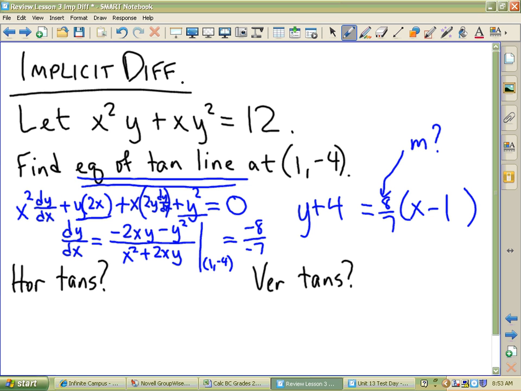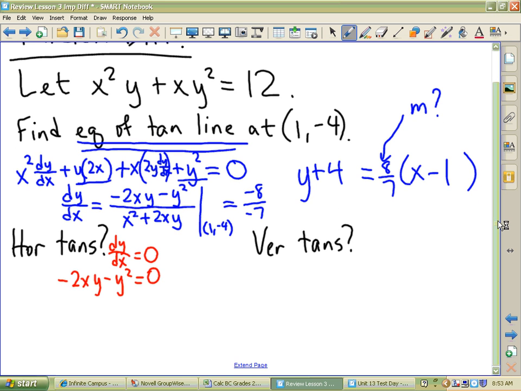Horizontal tangents. What's the deal with a horizontal tangent? The derivative equals 0. If the derivative equals 0, well, only the numerator matters, n'est pas? So the numerator on that fraction is negative 2xy minus y squared. We want that to equal 0.